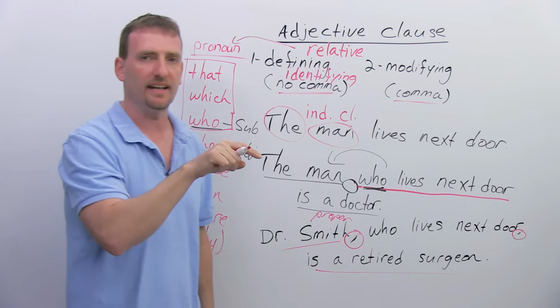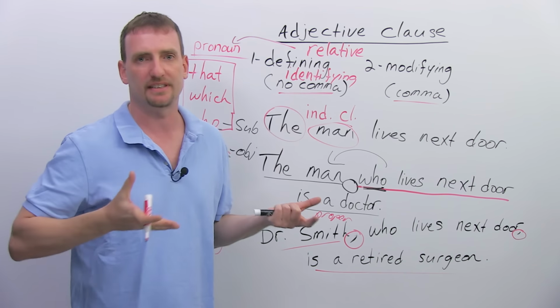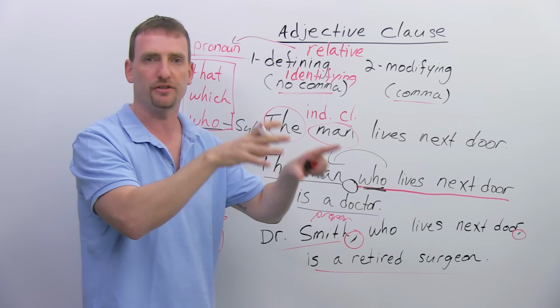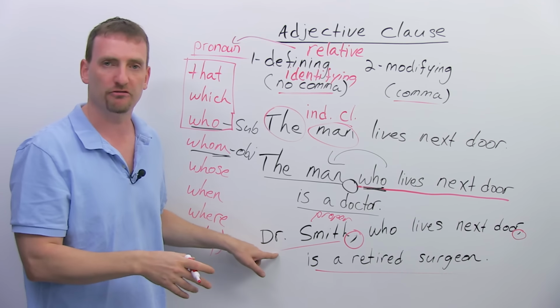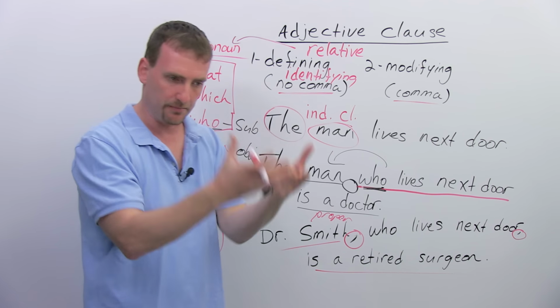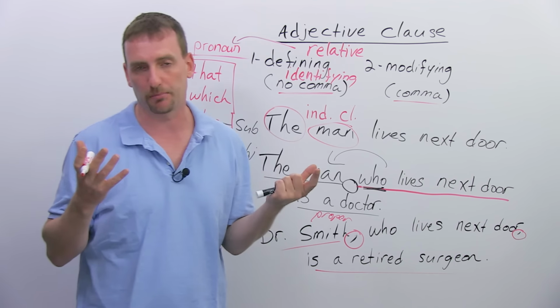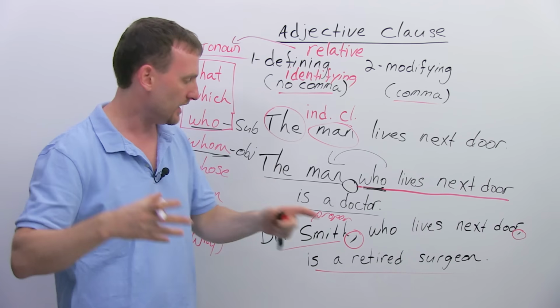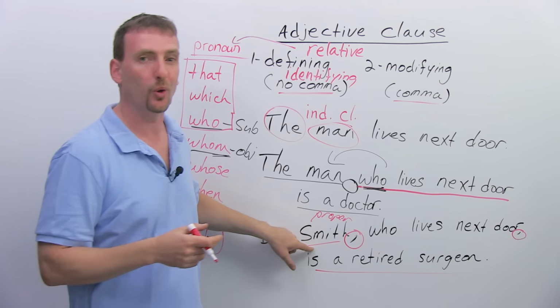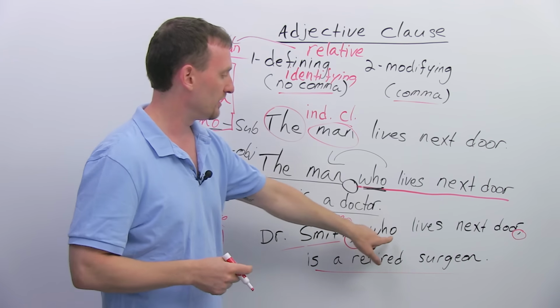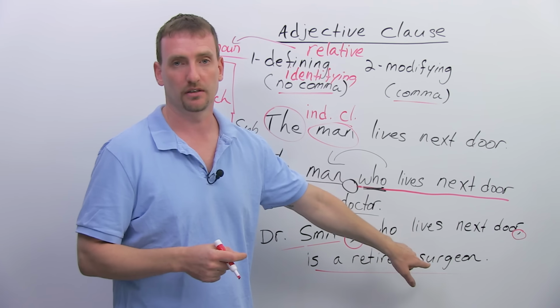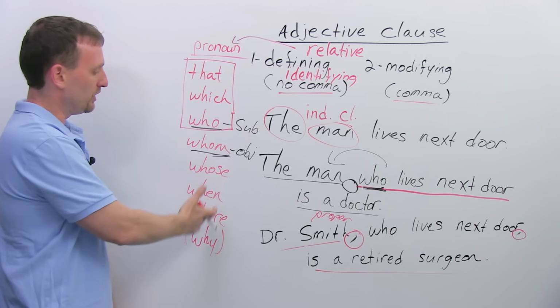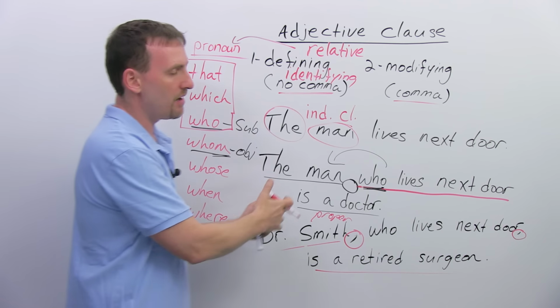Dr. Smith, I've already identified him by saying who? Dr. Smith. That's the person. That's his name. That's his honorific. He's a doctor. Smith. There's not that many Dr. Smiths around here anyway. So we already know who he is. I don't need to identify him. So this is extra information. Okay? Now, you can use all of these with a comma or without a comma.